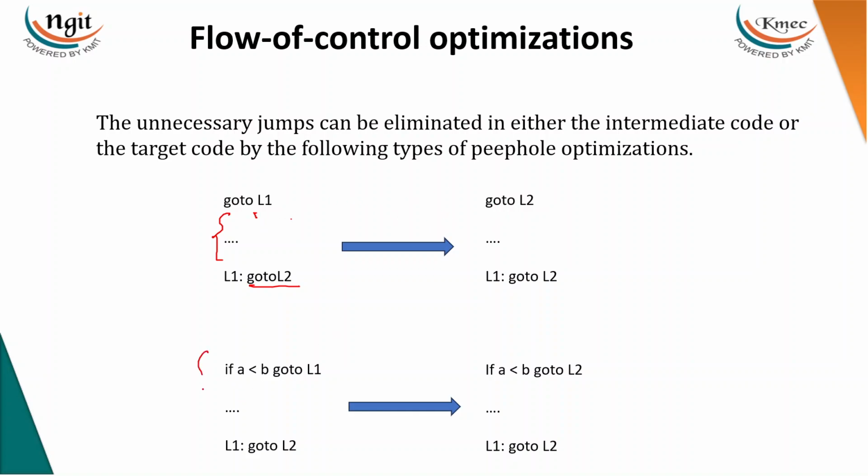This is another example, of a conditional jump. Assume that if A is less than B, we have to go to L1, and L1 is go to L2. So there also you can directly write it: if A is less than B, go to L2. There is no need of going to L1 and then going on. So it's useless and sometimes it may require memory.